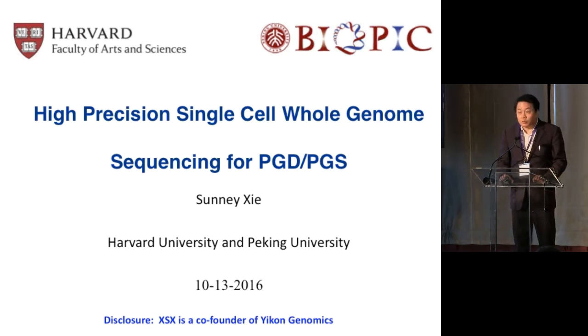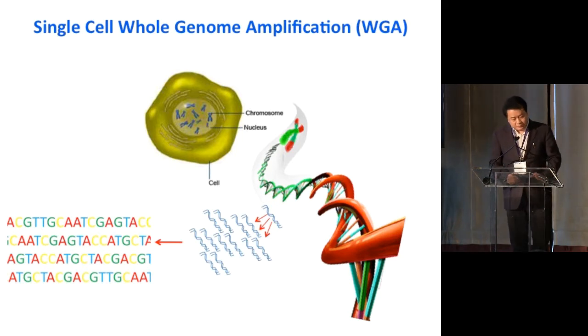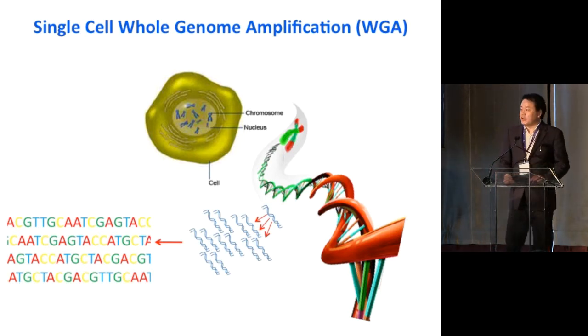So my group has been working on single-cell whole genome amplification. That is, if you give me a single cell, I would pretty much report to you the entire genome. At this point, there isn't a machine that could sequence these 46 chromosomes from the beginning to the end, so we have to rely on whole genome amplification.